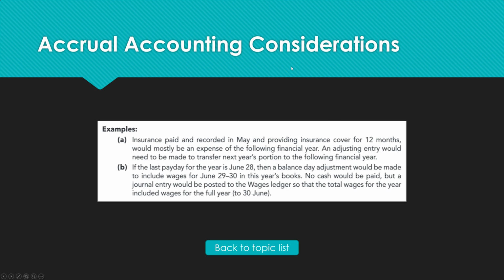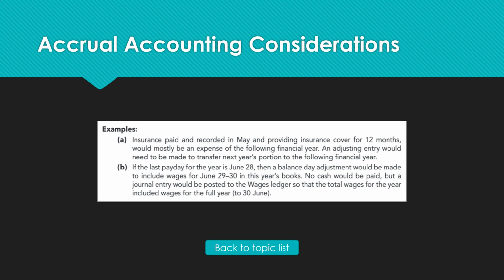Alright, there's a couple of examples here. If we are adopting accrual accounting, so that right-hand side, then these are the sort of considerations straight from the book that you would have to make at balance day, which is 30th of June. So the top example is just that insurance was paid and recorded in May, but it covers 12 months. So as you know, the end of the financial year is June, so May and June, there's a couple months there where the insurance relates to the current financial year. But most of it, 10 months of it, is actually for the following financial year.